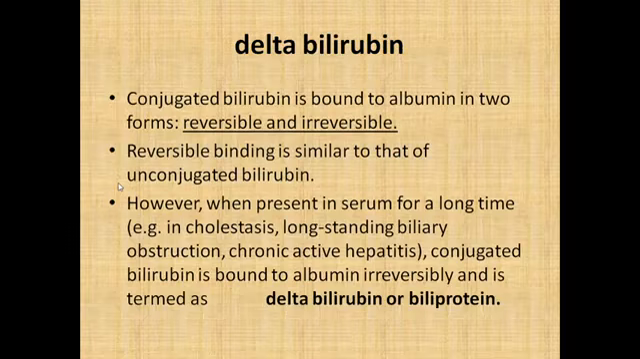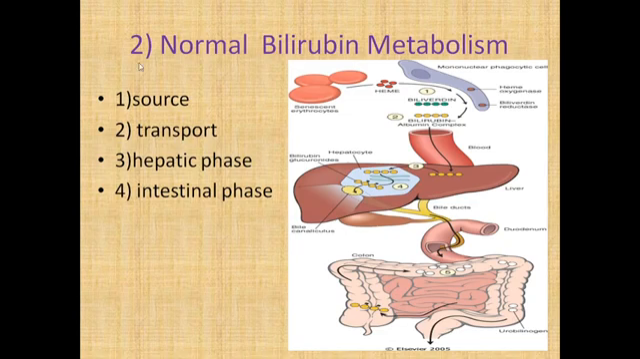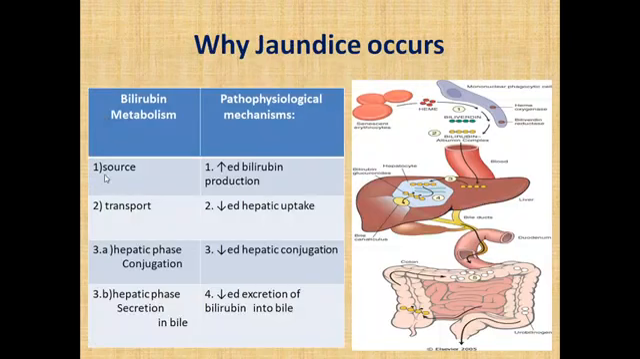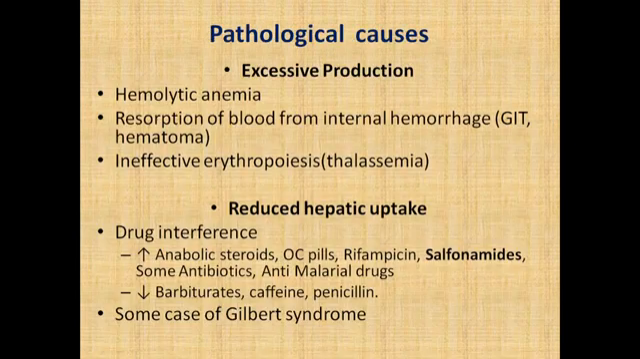So there are four steps of normal bilirubin metabolism: source, transport, hepatic phase. These three phases mainly are source, transport, and hepatic phase of conjugation. Any problem with these three phases leads to unconjugated hyperbilirubinemia. And whenever bilirubin secretion in bile is hampered, it leads to conjugated hyperbilirubinemia. So we will revise all the causes once again.